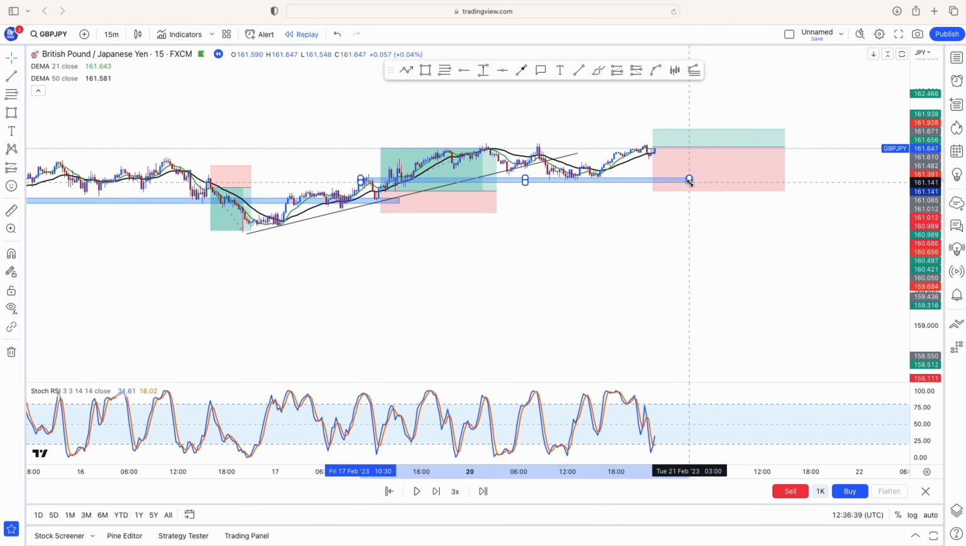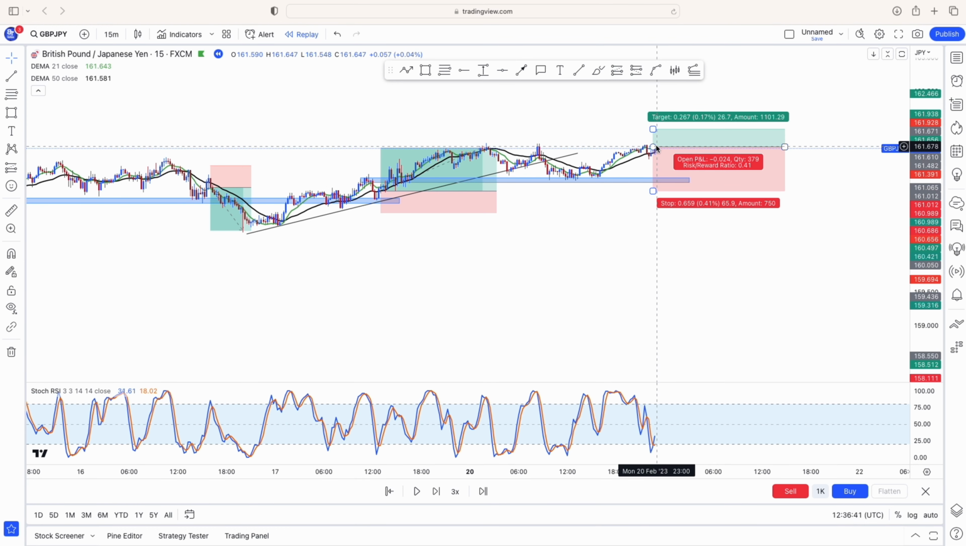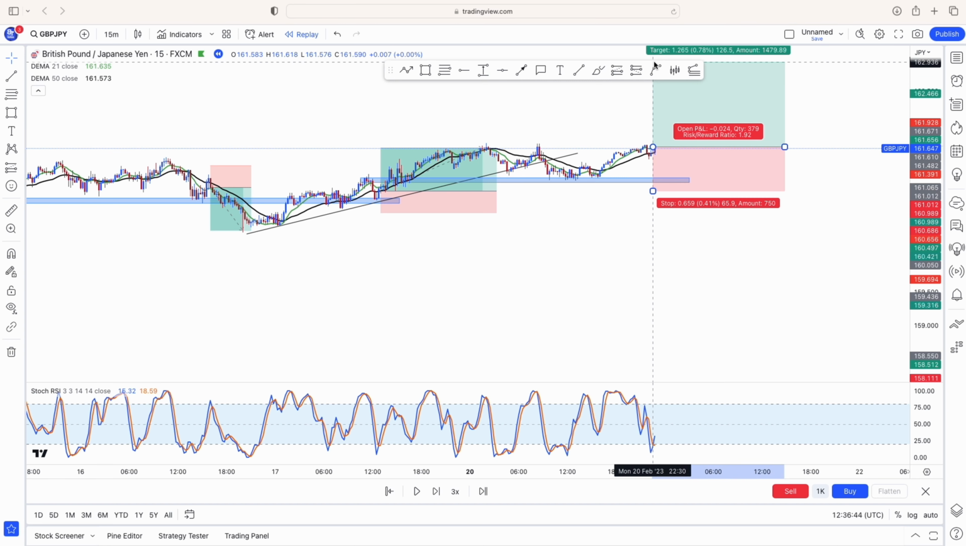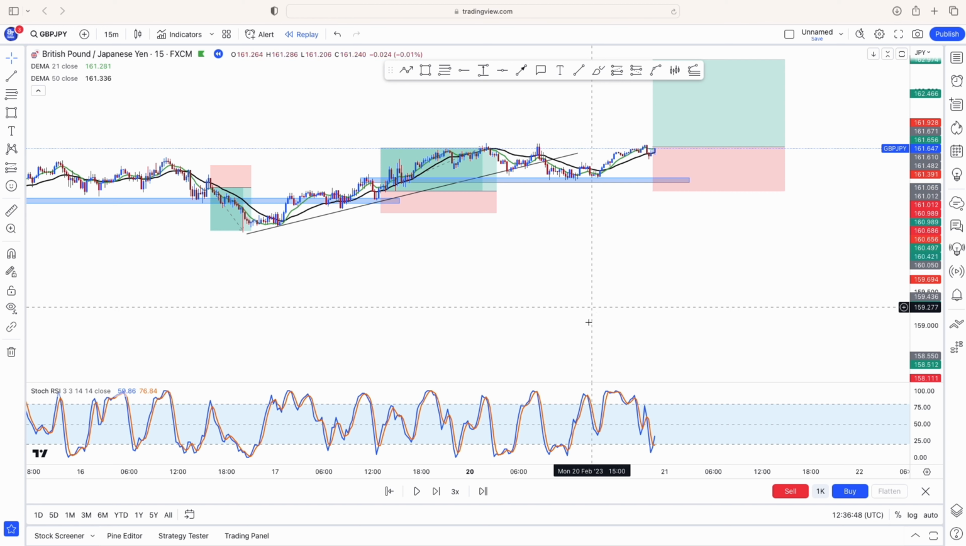So put the stop loss below this zone. According to the rule it should be here, but I know that the market can spike 65. Let's just go for 135 or 130, 130. Yeah, it will be 1 is to 2.